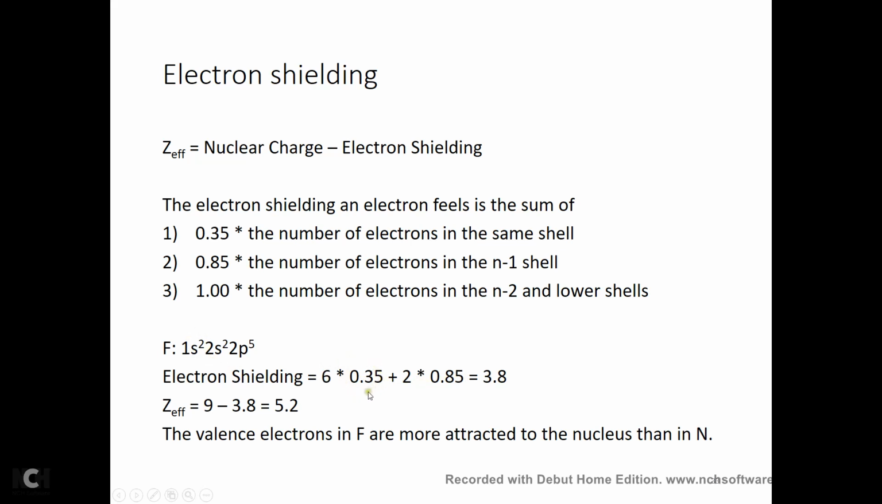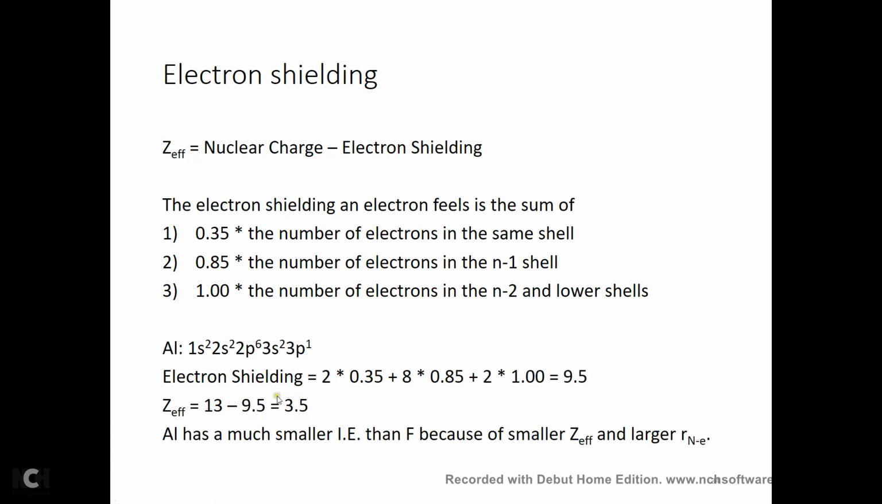So this is 2.1, this is 1.7, together 3.8. The nuclear charge is 9 minus 3.8, we have 5.2. So the valence electrons in the fluorine atom feel this 5.2 effective nuclear charge. That means the valence electrons in fluorine are more attracted to the nucleus than in nitrogen. That means the ionization energy of fluorine is higher than the ionization energy of nitrogen. It's more difficult to remove an electron from the fluorine atom.